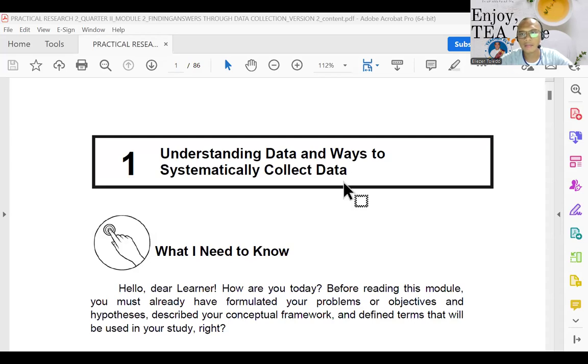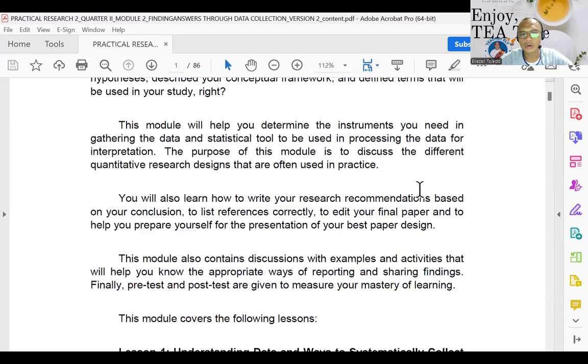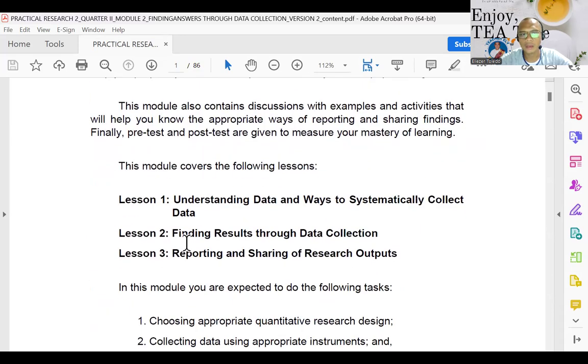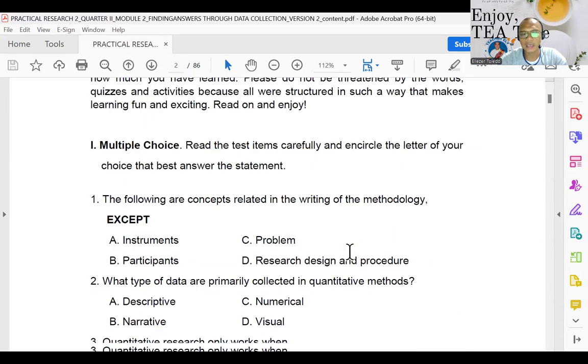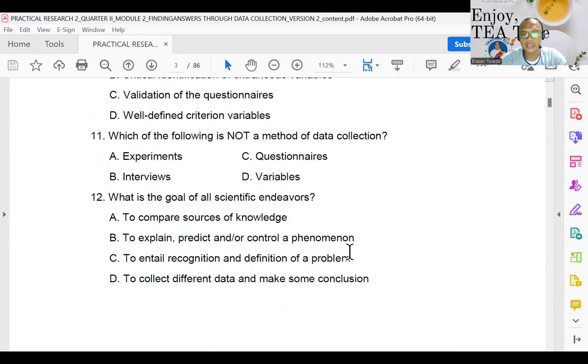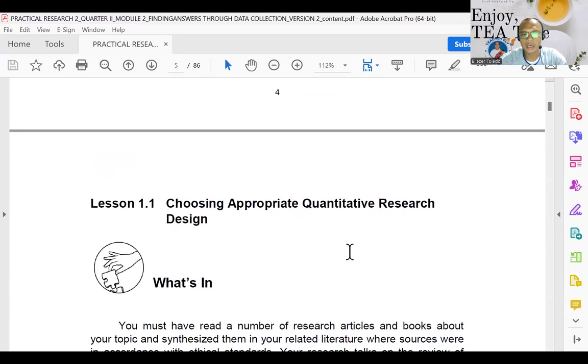This is how your module was designed, but we will go exactly on the name of the lesson and disregard this one over here. Okay. So as lesson 1.1, we were able to decide or choose the appropriate quantitative research.